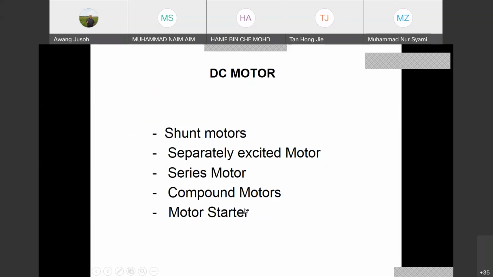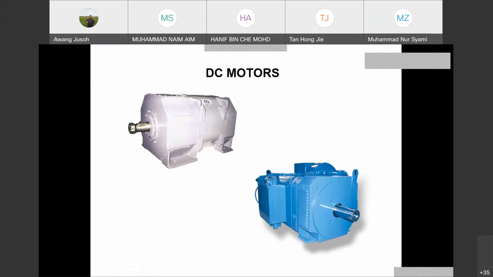This is what the motor looks like. You can get this picture from Google and so on. This is the motor and its structure. You can see the shaft there, where it connects to the blade or compressor and so on. It can be direct coupling or through a gear. You can see it like that.